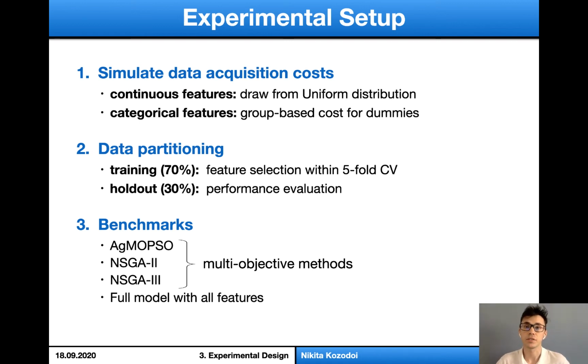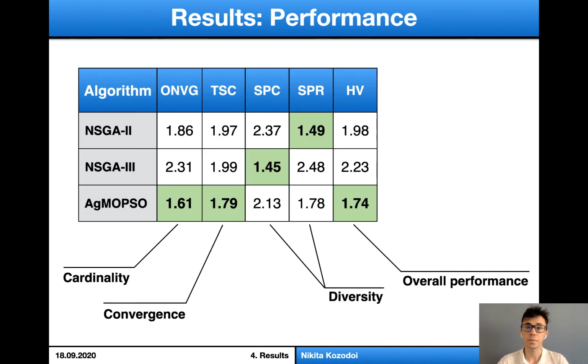To ensure robustness of our results, we run the modeling pipeline displayed on this slide 20 times on each of the datasets and aggregate performance across the trials. This table compares results of the three multi-objective algorithms. The values in the table refer to mean ranks across 9 datasets times 20 modeling trials. Lower values means better performance.